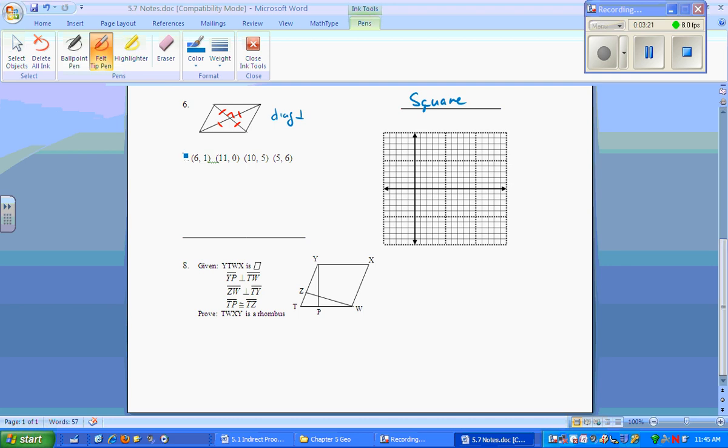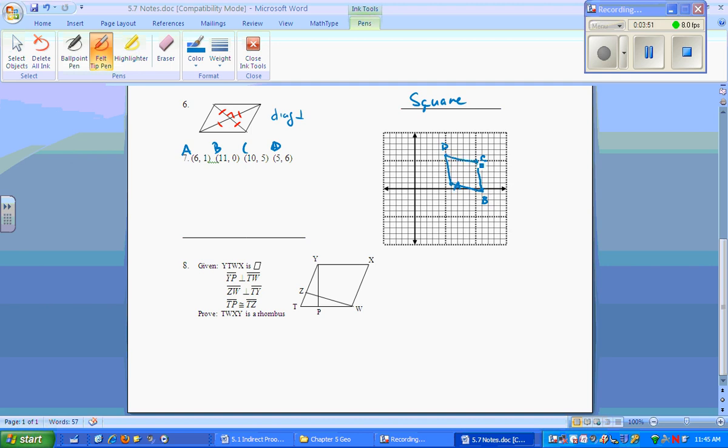A lot of slopes. So we'll call each point a different letter. A will be at 6, 1. So let's plot it. Over 1, 2, 3, 4, 5, 6, up 1. That's A. B is at 11, 0. So there's 10, 11, 0. C is at 10, over 10, up 5. There's C. And then D is at 5, 6. Okay, we connect our lines.